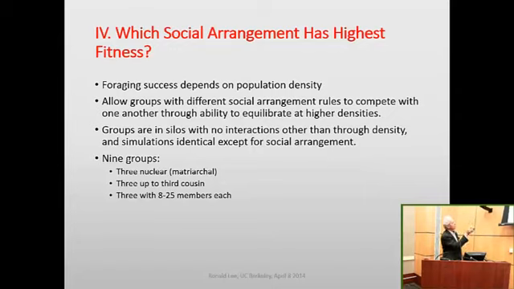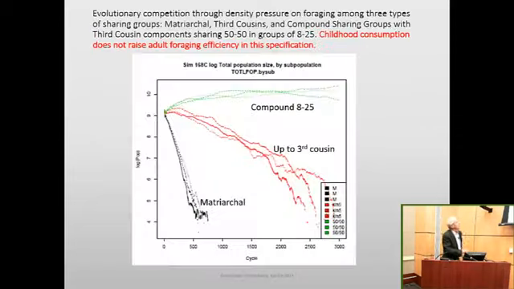We'll have 3 that are this up to third cousin arrangement, and 3 with 8 to 25 members, each with a number of these up to third cousin type groups. Here we have the log of population size. Here we have the cycle. So this is going up to 3,000 cycles. That would be 15,000 years.